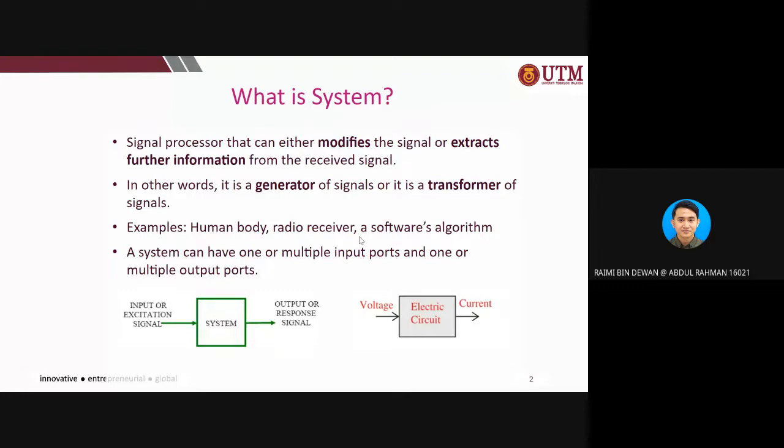The human body is also a system. A system doesn't only apply to electronics. System is a general word, and that's why we use the human body here. A system can have one or multiple input ports and one or multiple output ports. So a system has at least one input and at least one output, but it can have many inputs and many outputs. Here is a system with input and output signals. Then you have electric circuits, where voltage comes in and current comes out, for example.